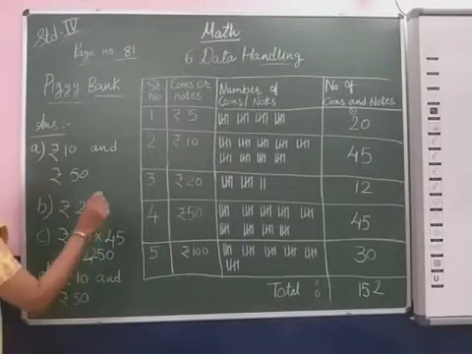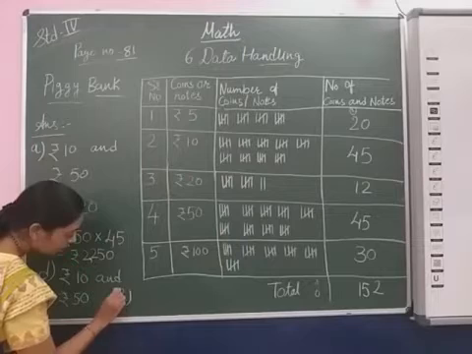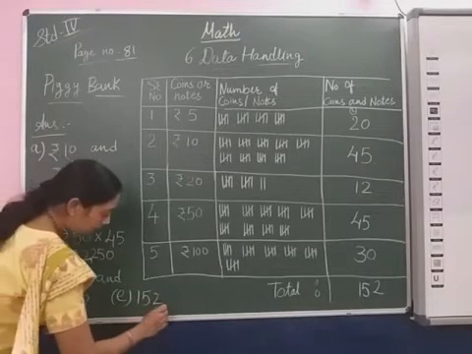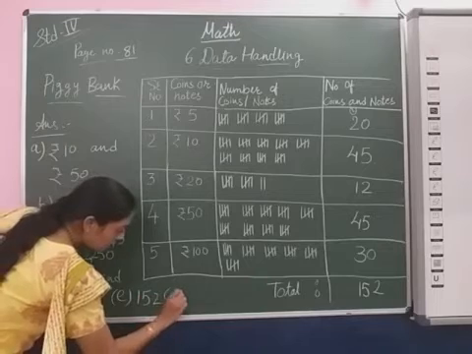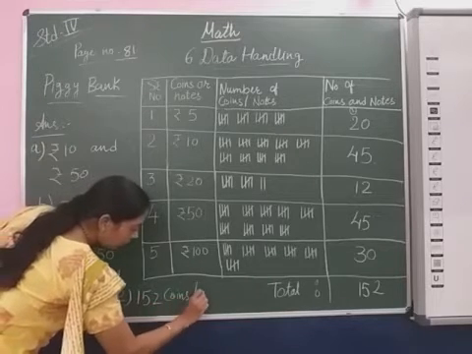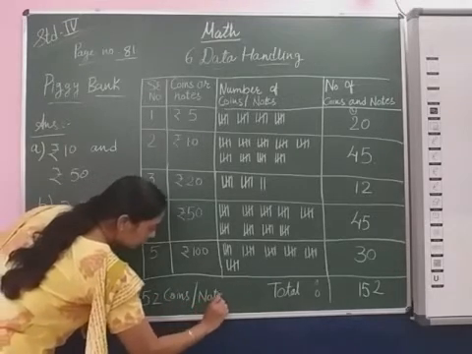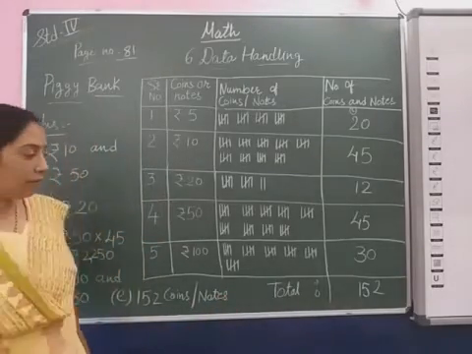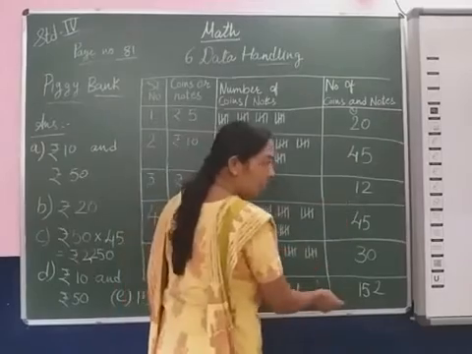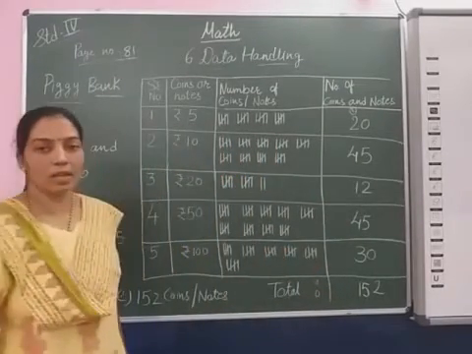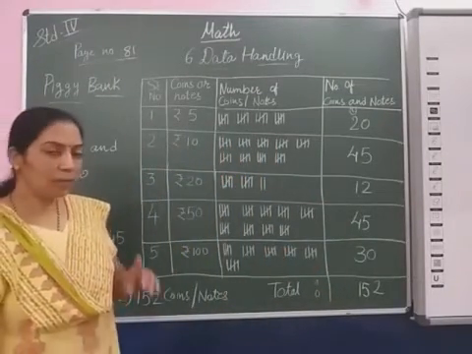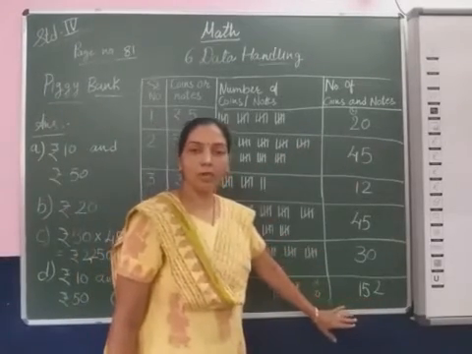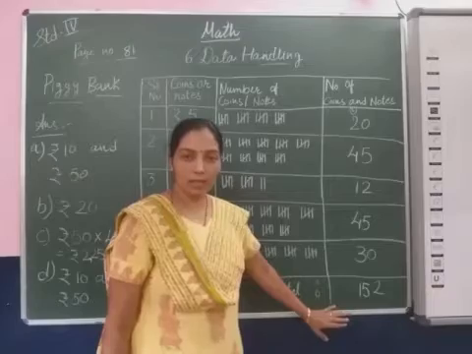So answer E, you will write that 152 coins or notes he saved. Here we are not writing that 152 is the total amount he saved. Okay, let me clear that, students: here we are counting the number of coins or notes he saved.